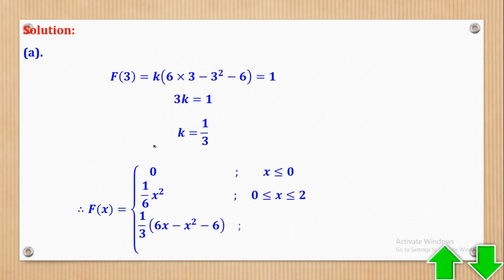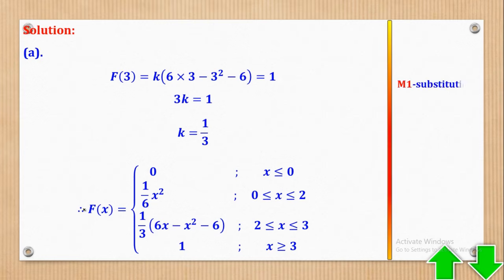When I rewrite the function of capital Fx, where there is k, I put 1 over 3. So this gives me 1 over 6 x squared, and this also gives me 1 over 3 in brackets, 6x minus x squared minus 6, and this is still 1. Rewriting is advisable because we are going to use this function in the following parts of the question. So M1 is for this substitution and A1 for the output.